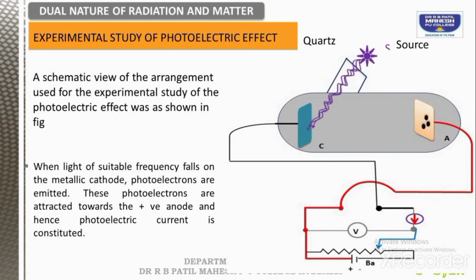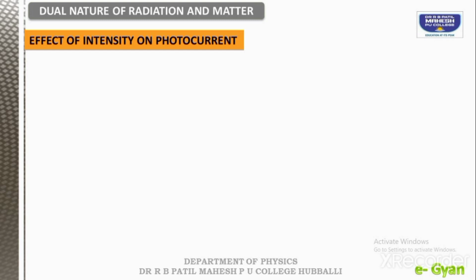Now as I told, we can change the intensity of this light source, and we can change the potential difference between the cathode and anode, and even replace the polarity also. Maybe we can even change the cathode plate to different metals. Then how the number of photoelectrons emitted and how the current varies, all these things we are going to study. Now, let us check one by one. Graphically we are going to study here. First, we will go with the effect of intensity on photocurrent.